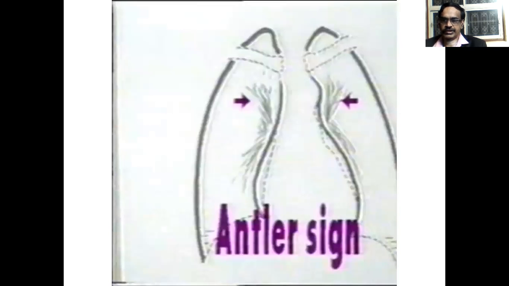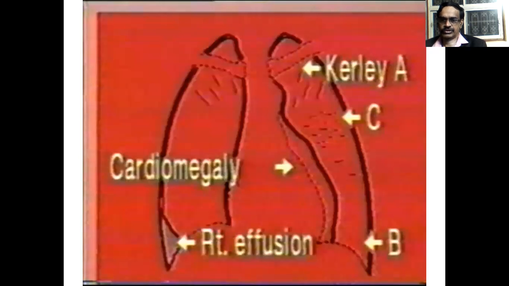So here the figure shows the antler sign. You can see the arrow mark where there is prominence of upper zone vessels in the X-ray. This is the diagrammatic representation. It is known as antler sign, like the horns of an antler. It is seen as a white shadow. That is the antler sign. So these are seen in left ventricular failure and pulmonary edema.